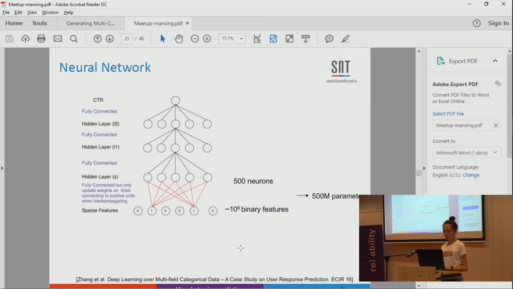And even one step further, if we want to learn even more sophisticated correlations between feature values, we can, of course, use a neural network. But the problem here is that if we directly use the one-hot encoded features, for example, if I have over 1 million binary features, and let's say I have 500 neurons at the first hidden layer, then we will end up with 500 million parameters. And it's very hard to train such a huge model.